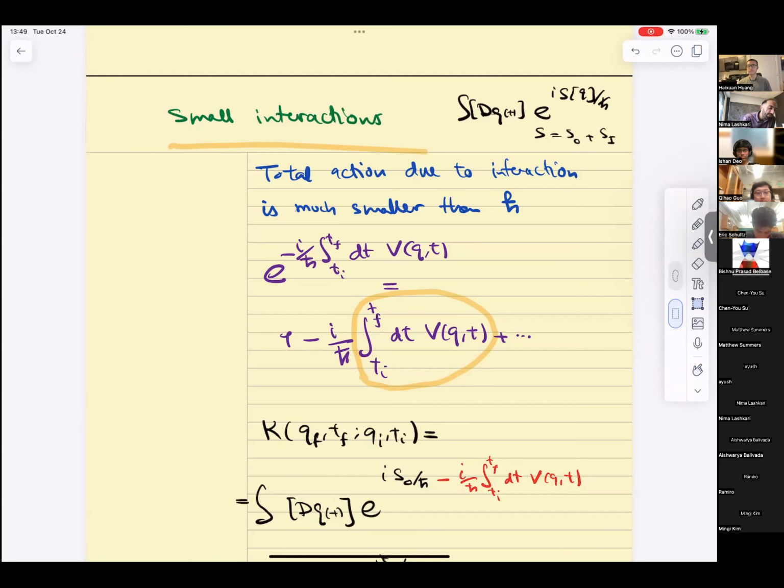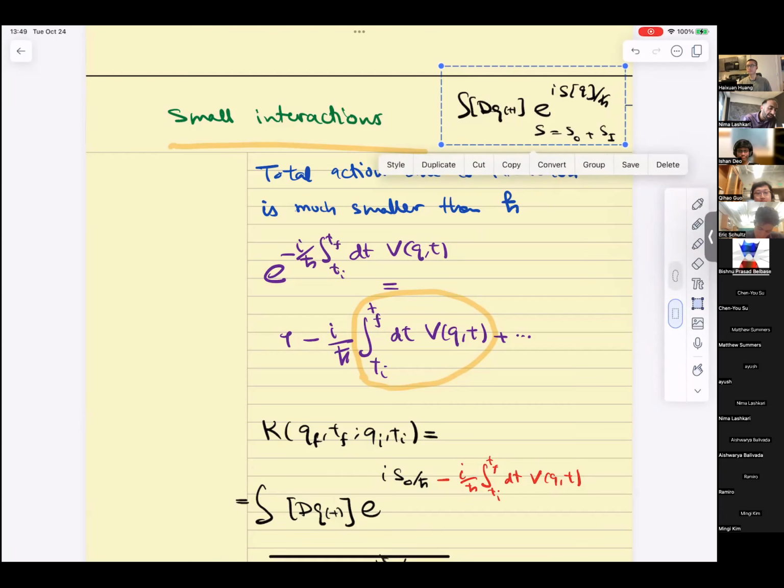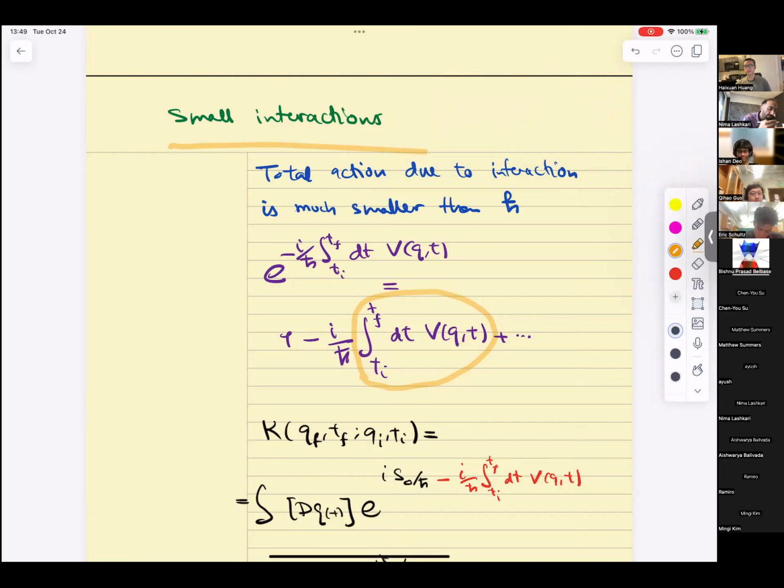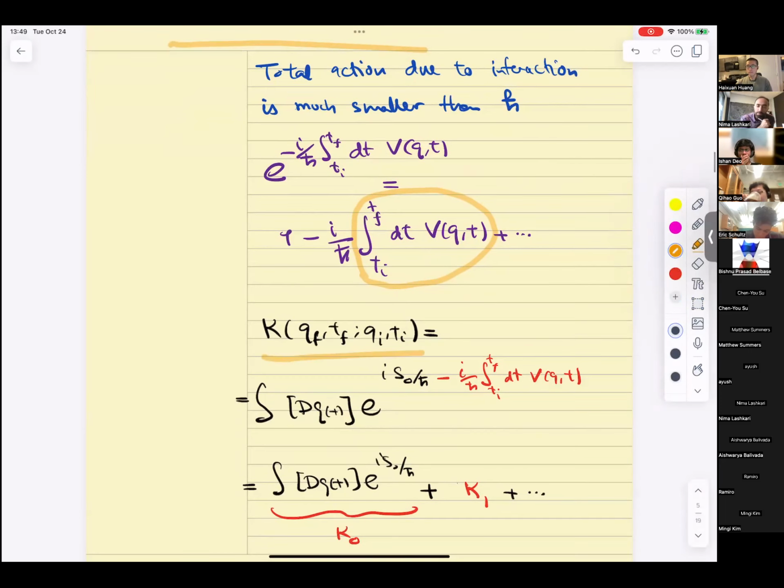So to be more specific, let's just talk in terms of the potential. So this is my propagator. It should be the path integral Dq e to the power of minus S naught over h bar minus i over h bar, the integral from ti to tf dt V(q,t), right?